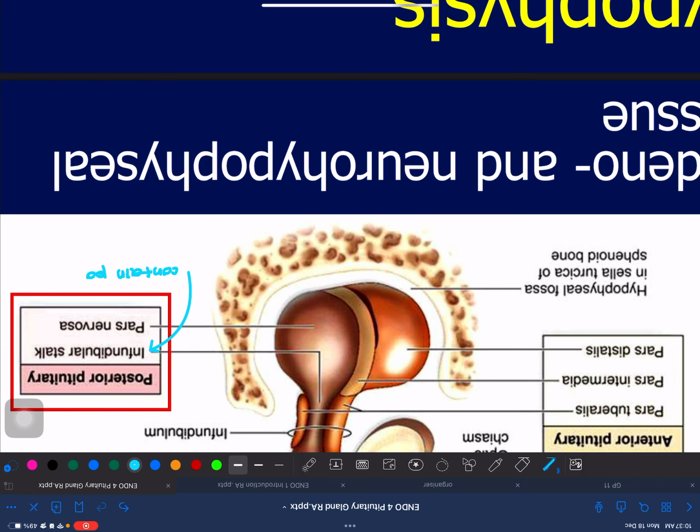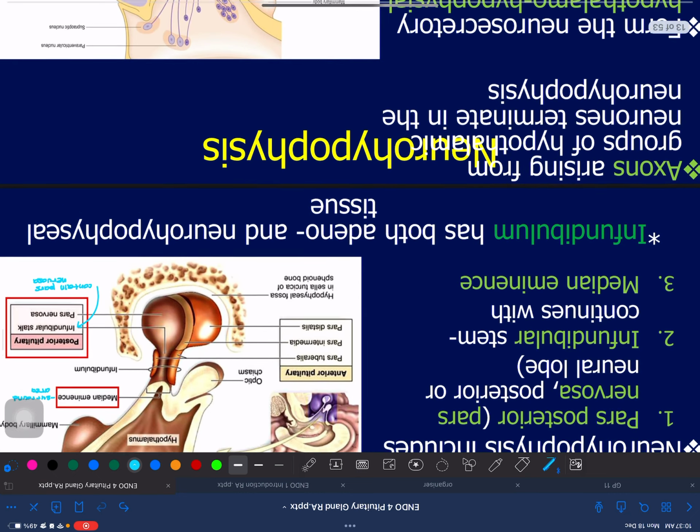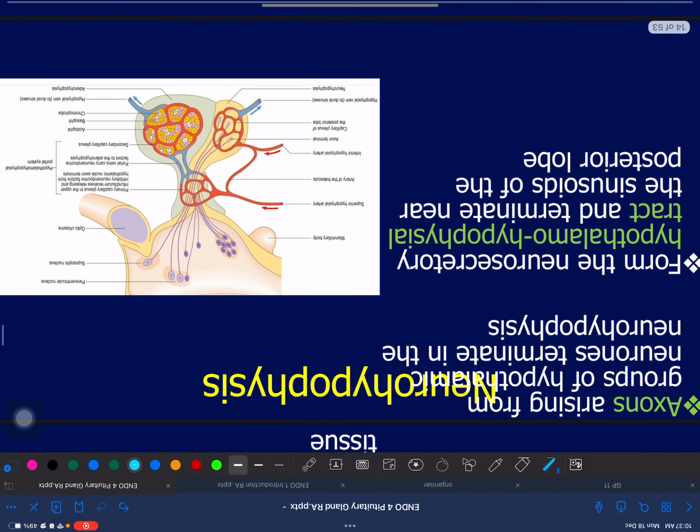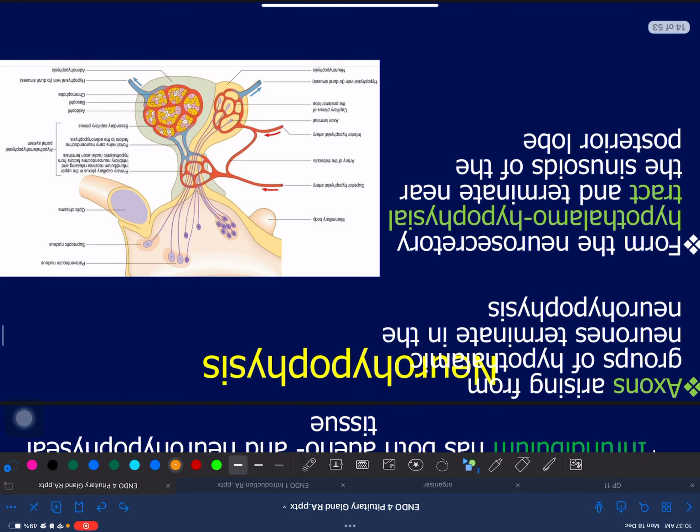Then still in the posterior pituitary, the axons. These are axons arising from groups of hypothalamic neurons that terminate in the neurohypophysis. There are many groups of neurons, for example the paraventricular nucleus and the supraoptic nucleus. There are a lot of nuclei present in the hypothalamus, and you will learn them in CNS. There is a specific connection to the pituitary gland.